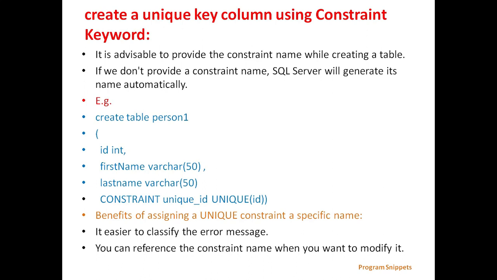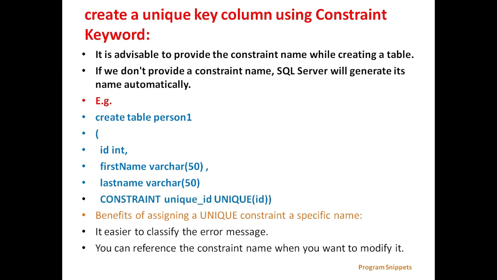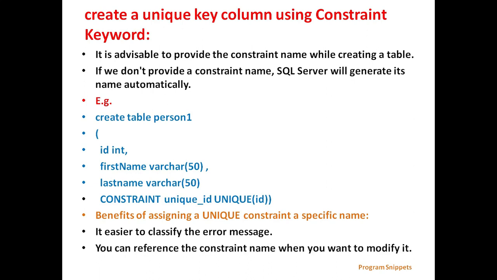We can create a unique key column using constraint keyword. It is advisable to provide the constraint name while creating a table. If we don't provide a constraint name, SQL Server will generate its name automatically. For example, create table person1 with field ID as integer, first name, last name, and we'll add the constraint with constraint keyword as constraint, then unique ID and unique for the field ID. With the help of unique constraint, it is easier to display the error message and you can reference the constraint name when you want to modify it.